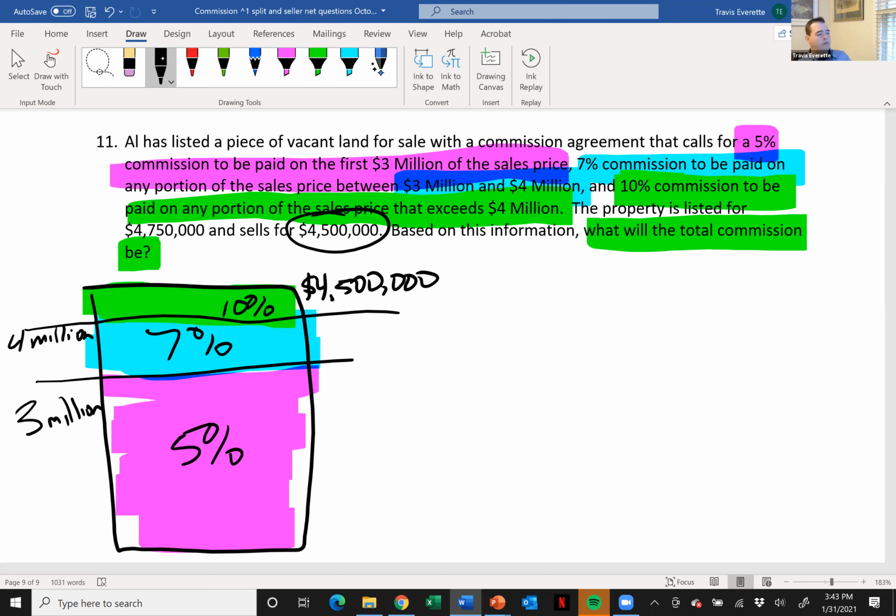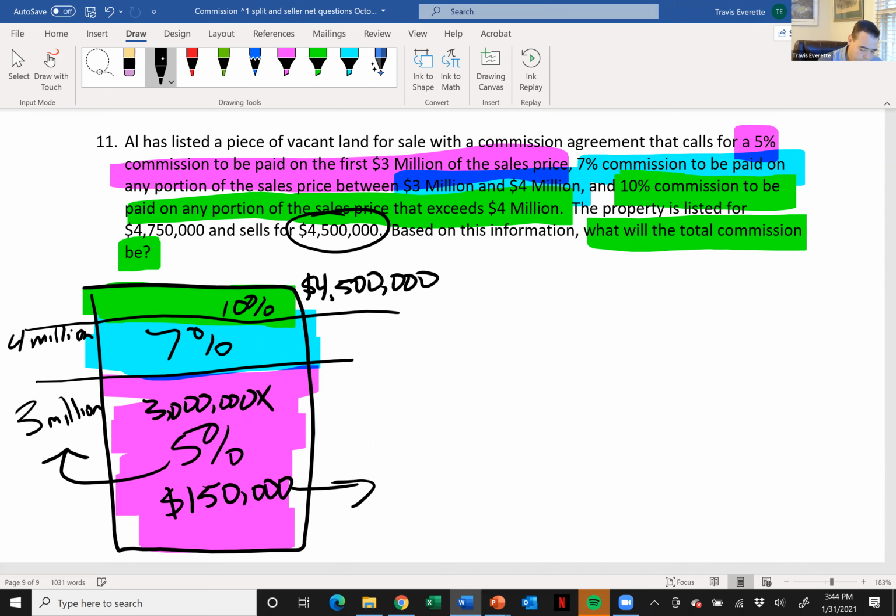Now, that does not mean we're going to get paid 10% on the whole sales price. We got to break this down into 3 pieces. So let's talk about each one of these 3 pieces. Let's talk about this 5% piece right here. This is 5% of $3 million. So I'm going to type in my calculator, 3 million times 5%. Okay, so 3 million times 5%. That's $150,000 in commission down here.